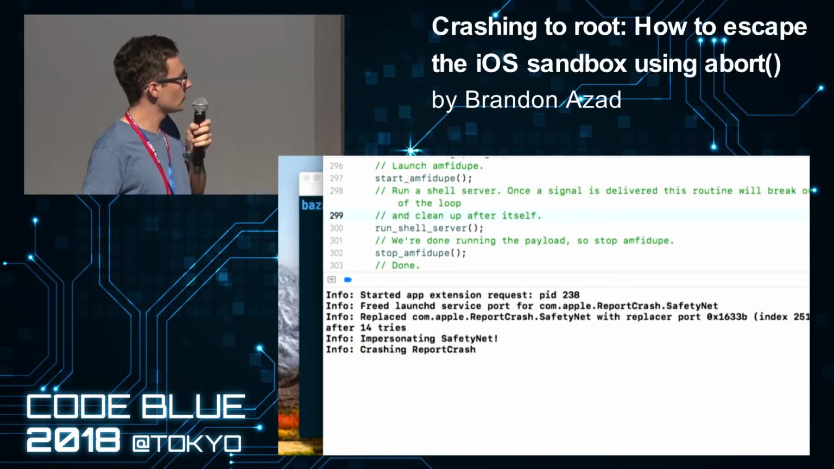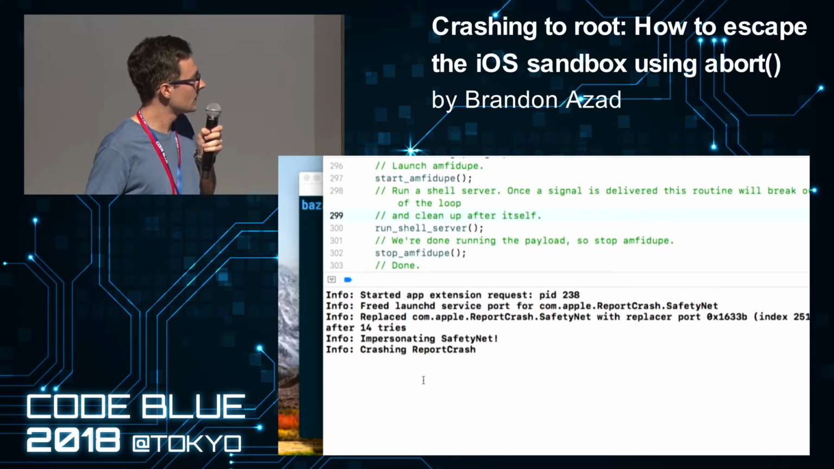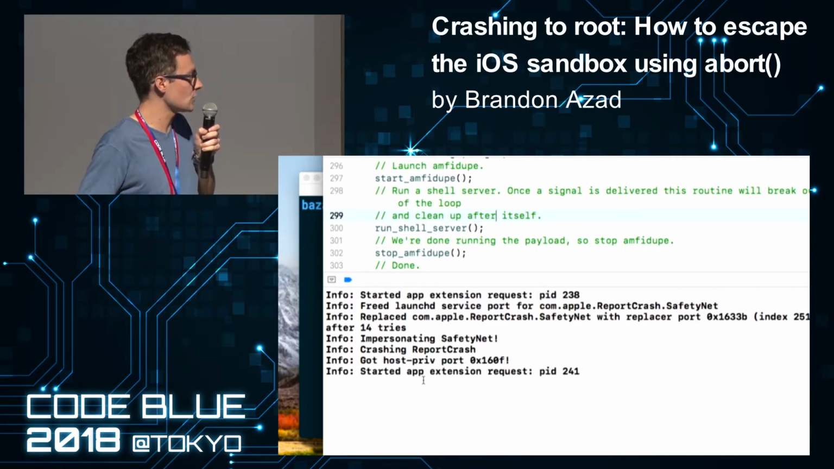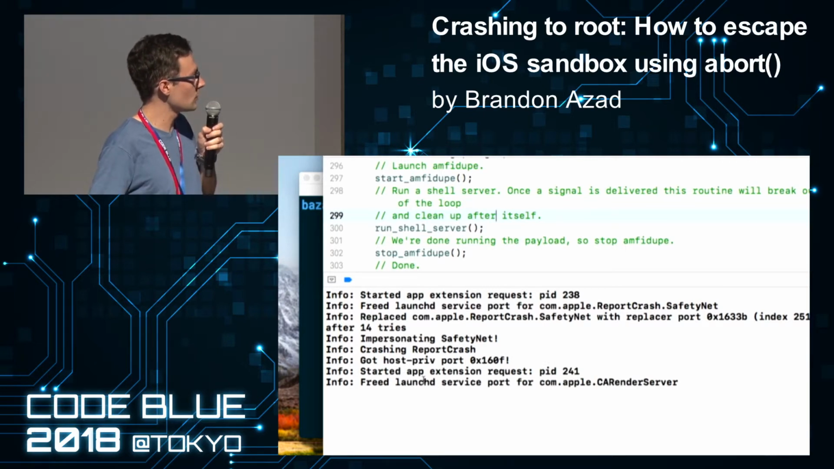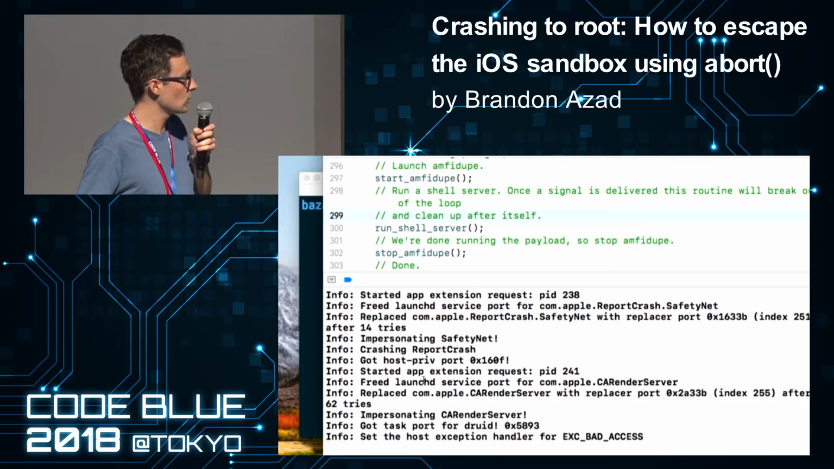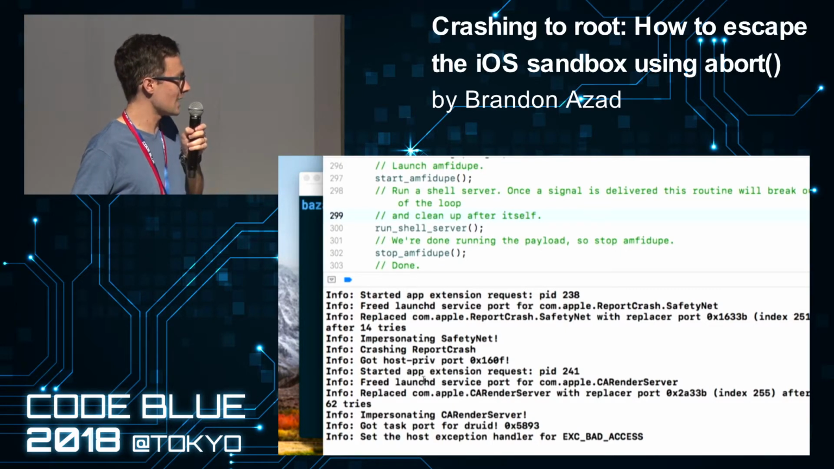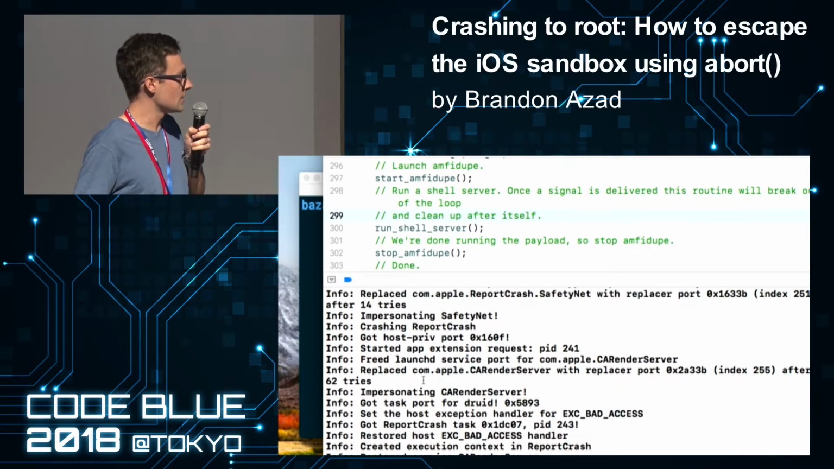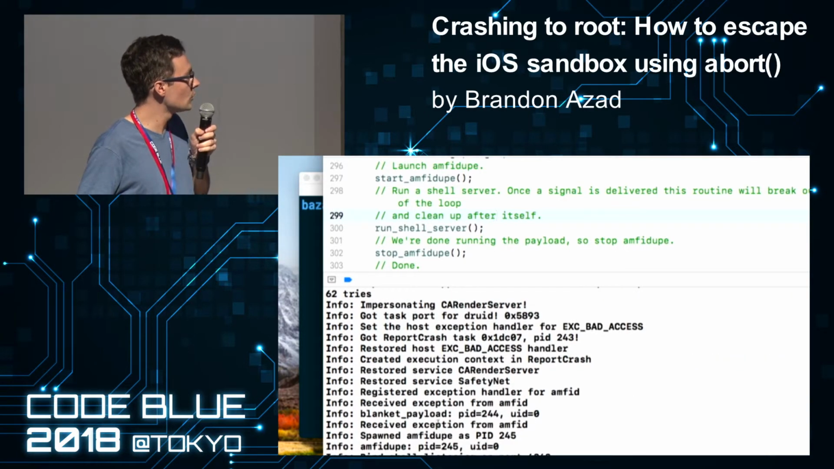Okay, so we've impersonated SafetyNet, and we're crashing ReportCrash now. This is going to take about 10 seconds for ReportCrash to start up again. And now we've just gotten the host priv port and started impersonating CA render server and got Druid's task port, reset the host exception handler to EXC_BAD_ACCESS. And then we got ReportCrash's task port a second time.